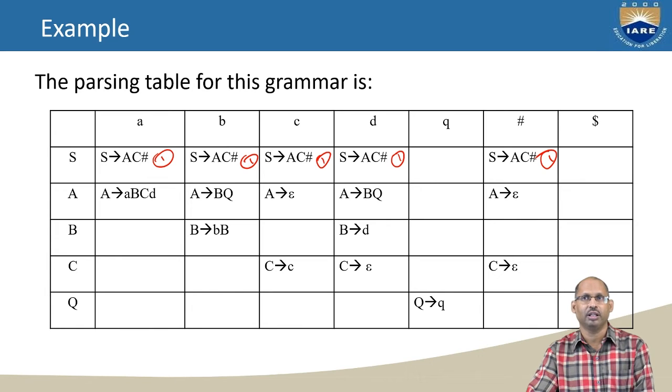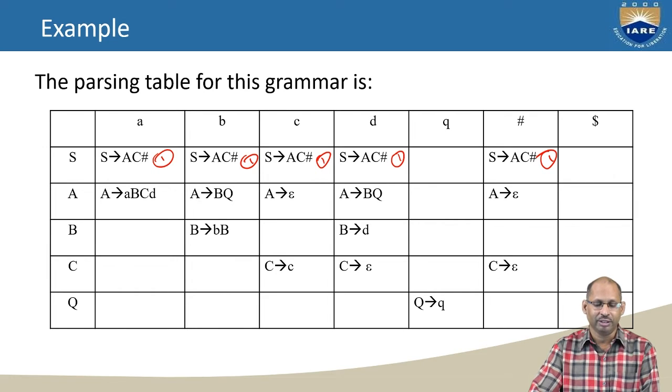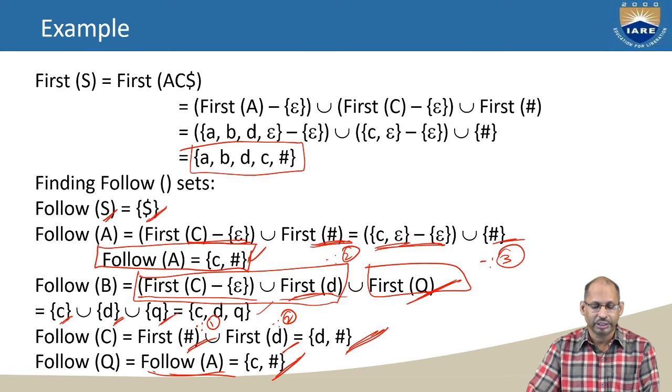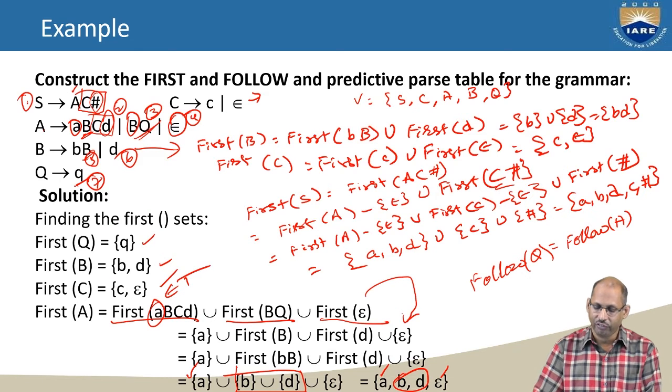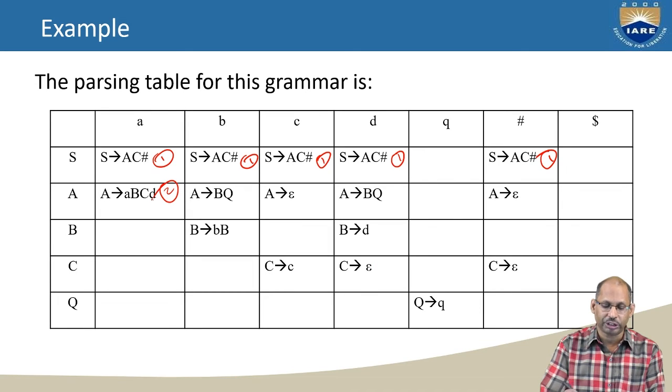We write the first production in all these 5 symbols. Then next comes the variable A. First of A has these 4 symbols, right? A, V, D. So here the second production is giving the terminal, so we write the second production.